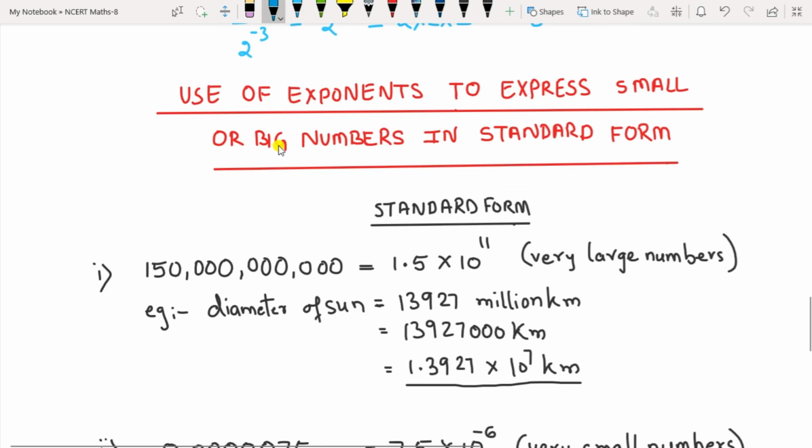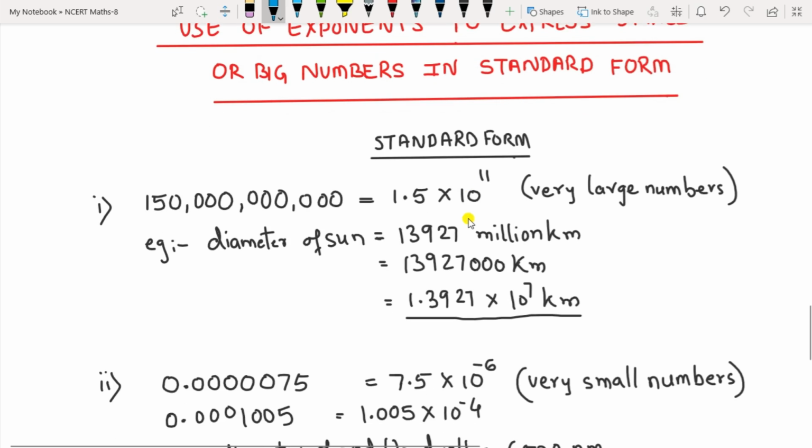Now the use of these exponents to express small or big numbers in a standard form. Okay, now this is the usual form that we are writing. This is called the usual form, and this particular thing is called the standard form. Okay, now in our study we are learning some big numbers, some small numbers. Okay, so that is the macro world and the micro world.